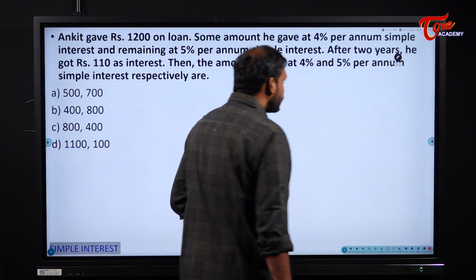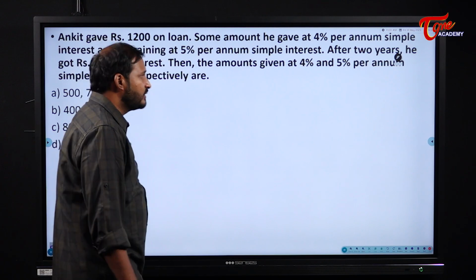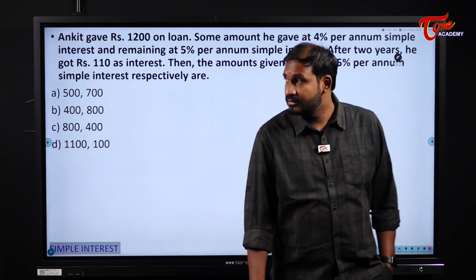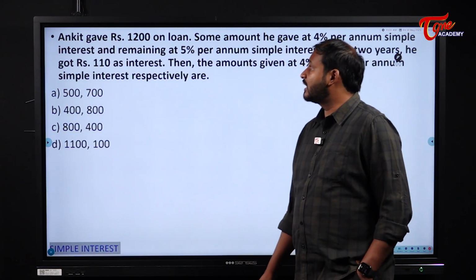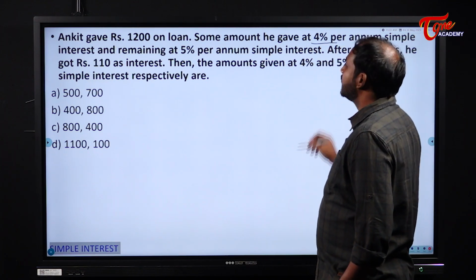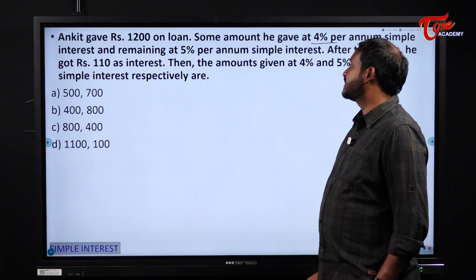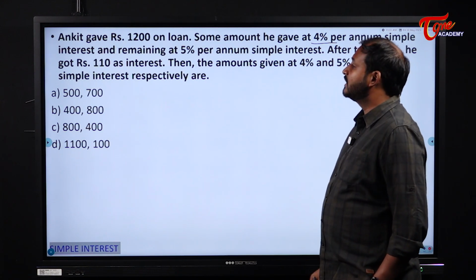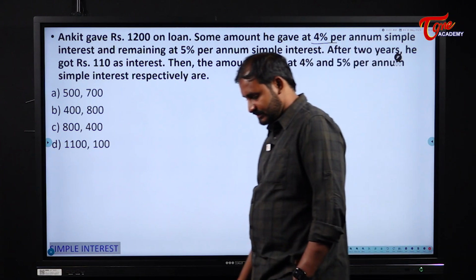Next one. Similar one, students. Please try to solve this one, everyone. Ankit gave rupees 1200 on loan. Some amount he gave at 4% per annum simple interest and the remaining at 5% per annum simple interest. After 2 years, he got 110 rupees as interest.